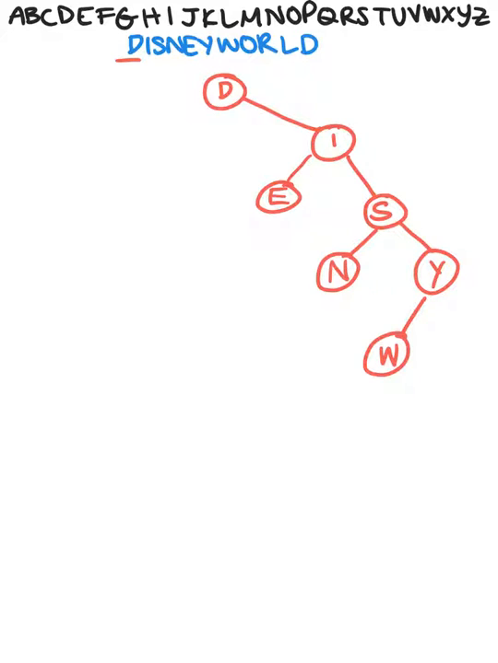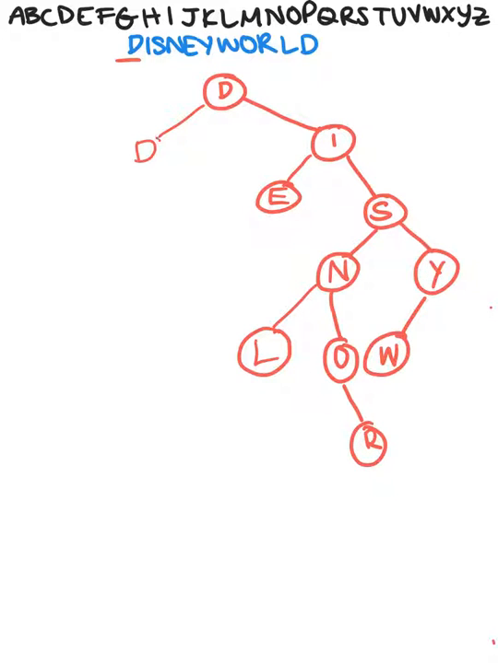Then comes O, which is greater than D, greater than I, less than S, but greater than N, so it goes to the right of N. Then comes R, which is greater than O, so to the right of O. Then comes L, which is to the left of N, so that branch over there. And then finally D, which is equal to D, so to the left is less than or equal to, so that goes to the left of the root node.